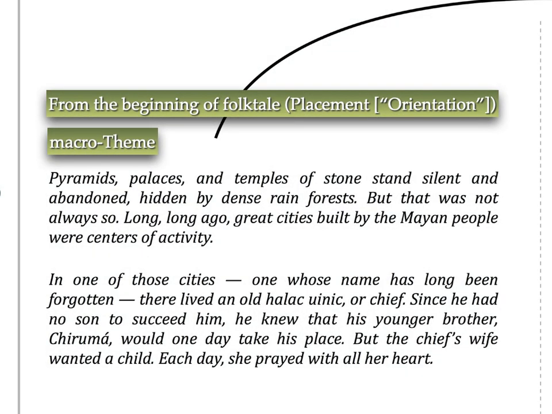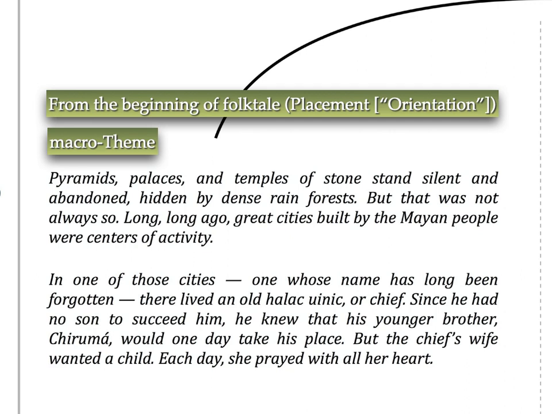Here's one more example. This is from the beginning of a folktale, what would be called a placement and orientation in a traditional tale, and it serves as a macro theme for the whole text. So it starts out: pyramids, palaces, and temples of stone stand silent and abandoned, hidden by dense rainforest. But that was not always so. Long, long ago, great cities built by the Mayan people were centers of activity. In one of those cities, one whose name has long been forgotten, there lived an old halak unik, or chief.